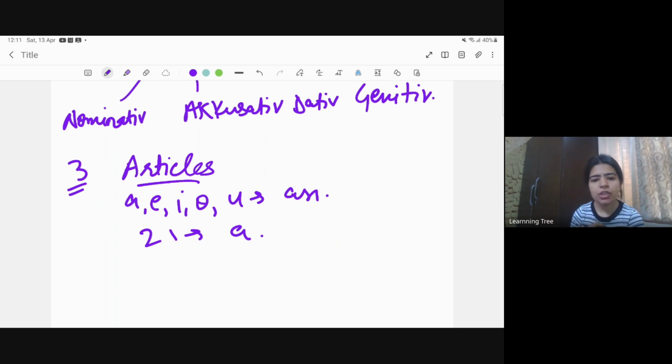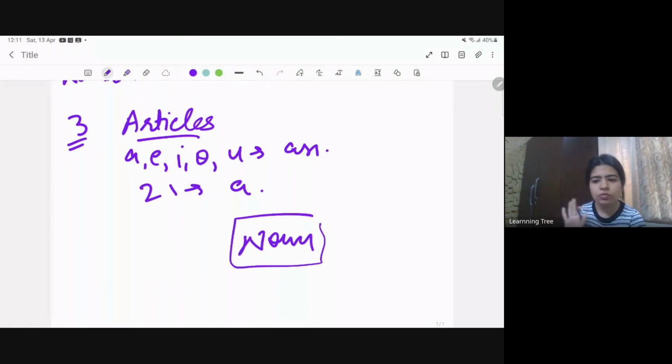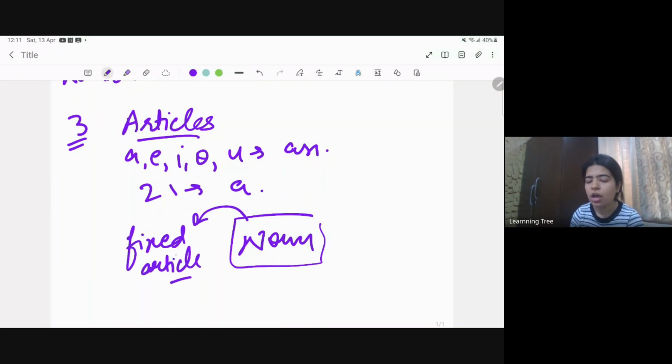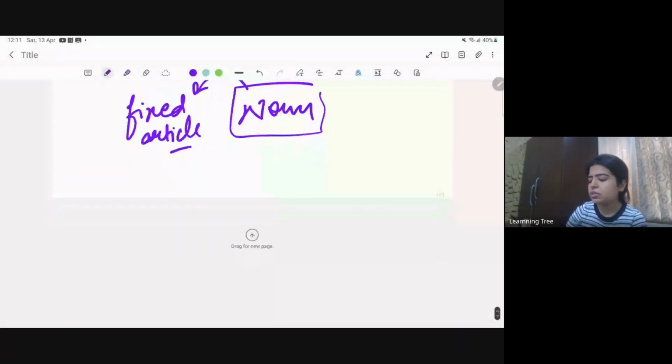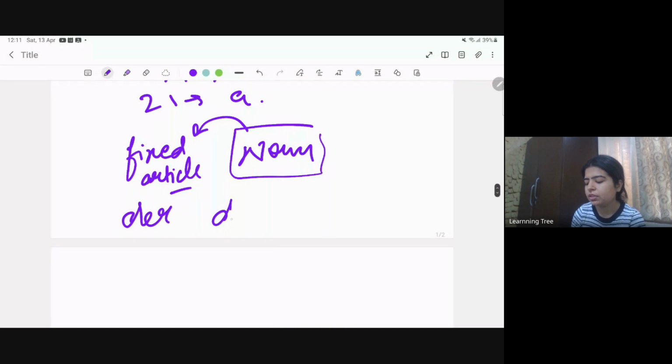But unfortunately, German language has no such rule. In German, every noun, without any exception, has a fixed article. Every noun has a fixed article. There are three articles basically: der, das, and die.